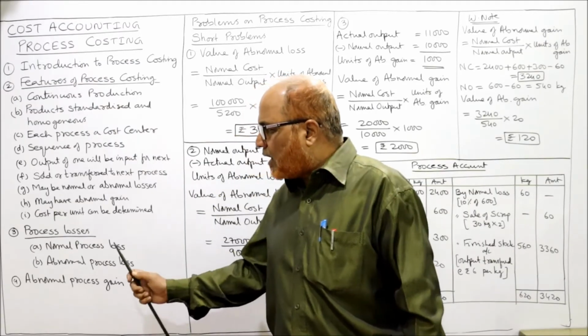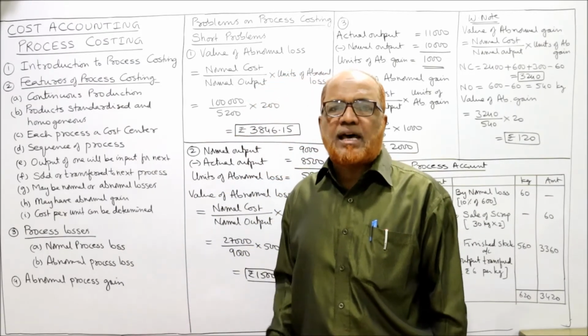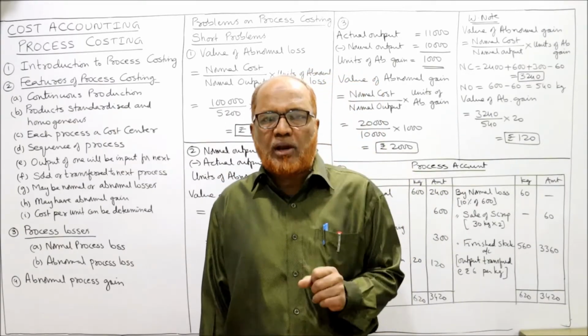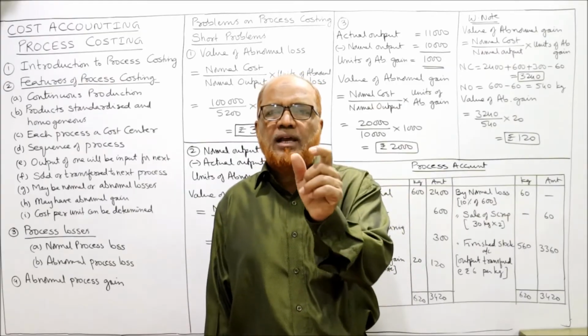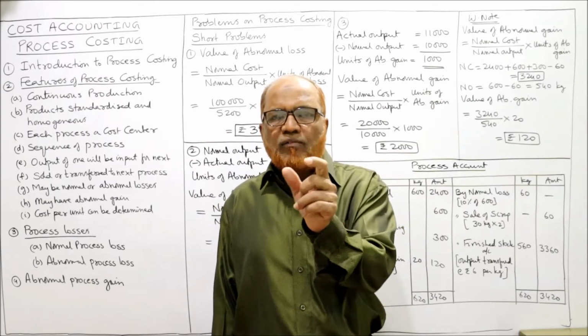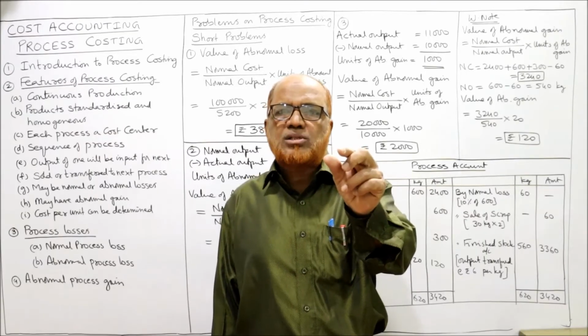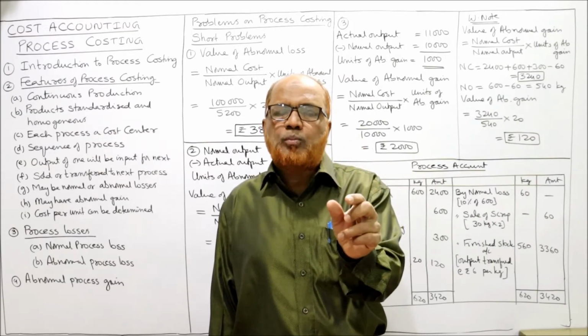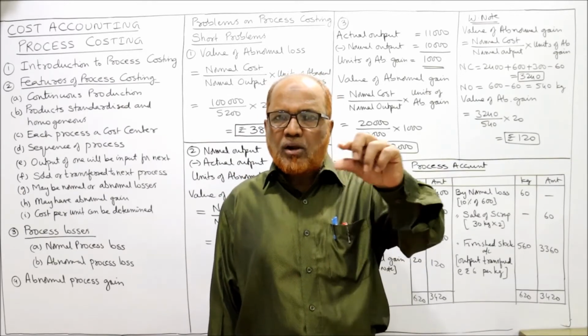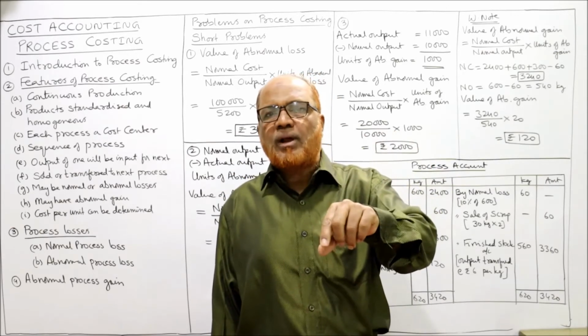So in order how to find out the value of abnormal loss and abnormal gain, I'll give you the formula to calculate value of abnormal gain and abnormal loss. Same formula will be used, only instead of abnormal loss we'll write abnormal gain. So value of abnormal loss is equal to normal cost divided by normal output into units of abnormal loss. Normal cost divided by normal output.